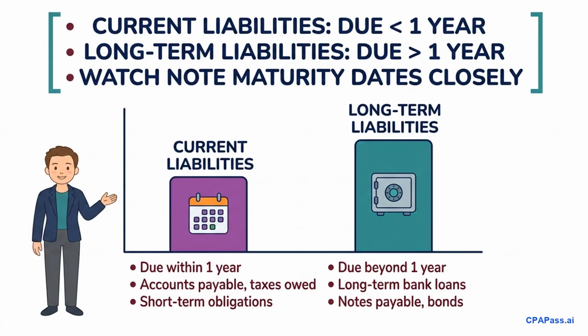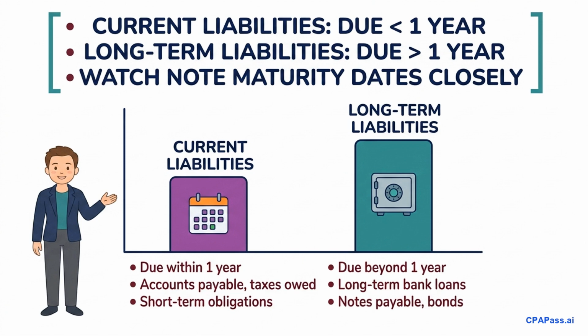Just like assets, liabilities are classified on the balance sheet as either current or long-term, depending on when the obligation is due. Current liabilities are obligations the company expects to settle within 1 year. This includes day-to-day operational debts like accounts payable, accrued wages, and taxes owed. Long-term liabilities are obligations due beyond 1 year, such as long-term bank loans, bonds payable, or notes payable.